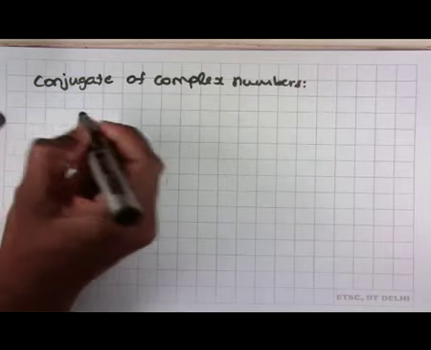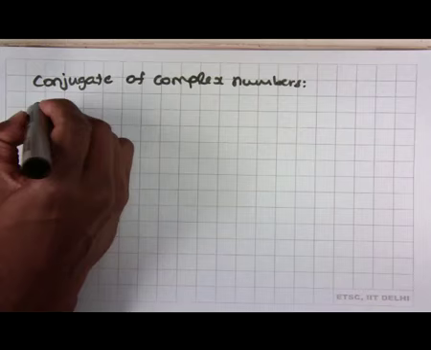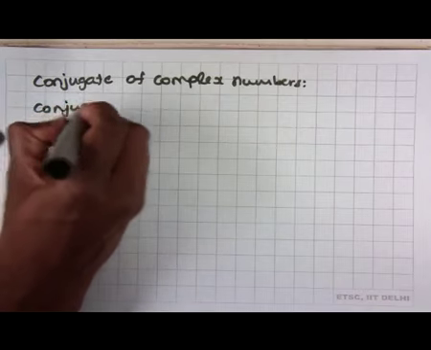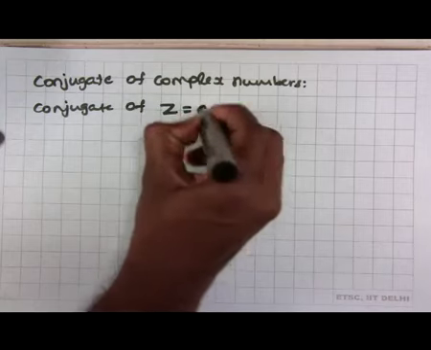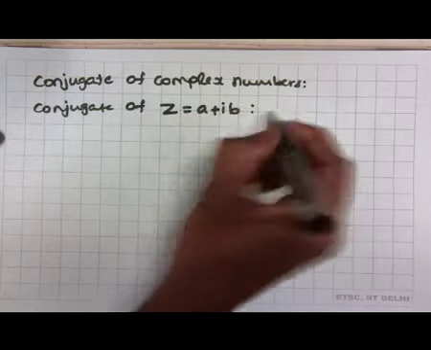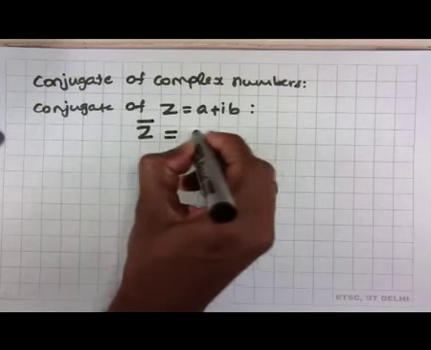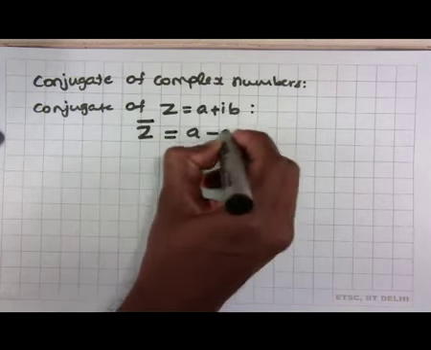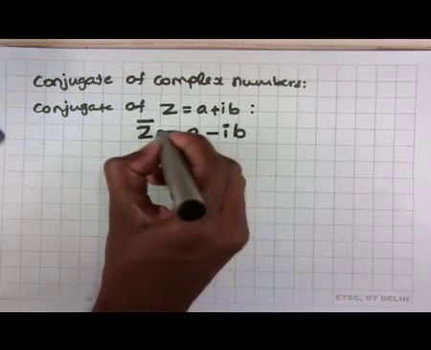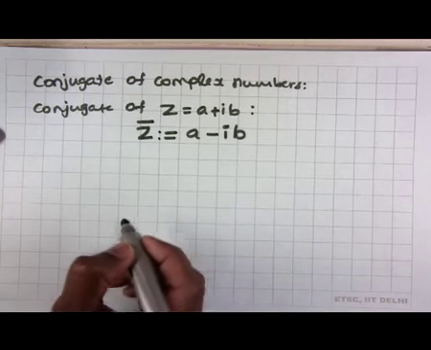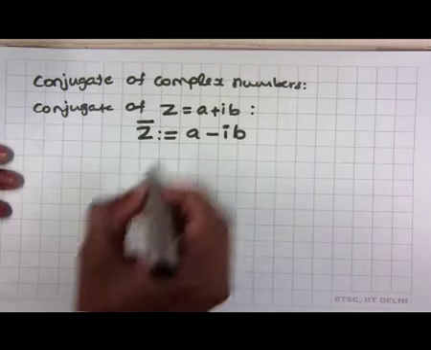So, the conjugate of a complex number is defined by Z bar, the conjugate of Z, where Z is A plus IB. The notation used is Z bar, which is given by A minus IB. Okay. So, this is the definition for Z bar. Let us see what it means.